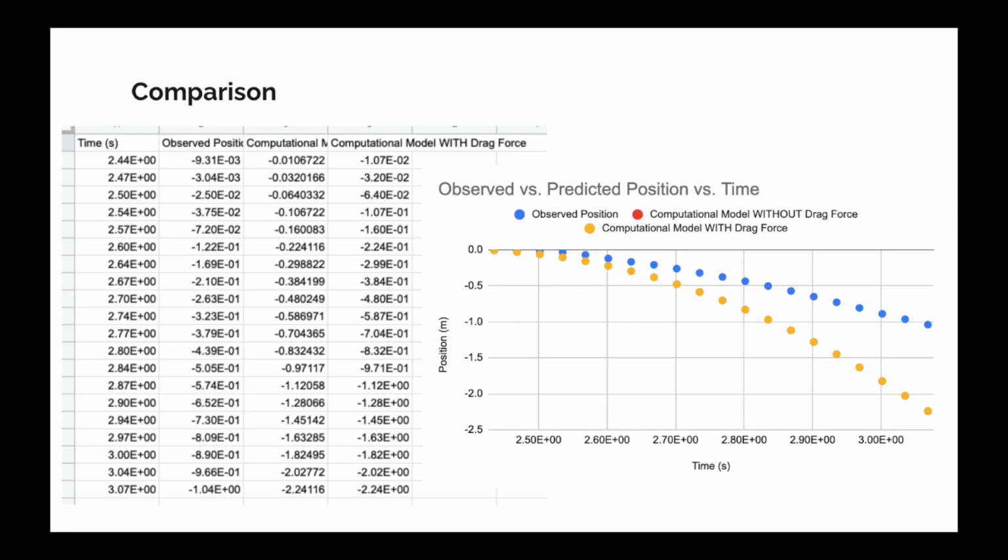Here we see our three graphs presented all together. One difficulty here is that it is hard to see the computational model without drag force because it so closely correlates with the other computational model with drag force. However, it is still easy to see that our experiment never met the terminal velocity that we had predicted, due to errors we will discuss in the next slide.